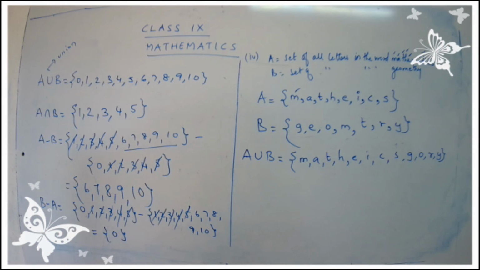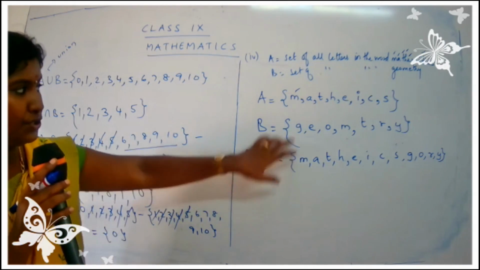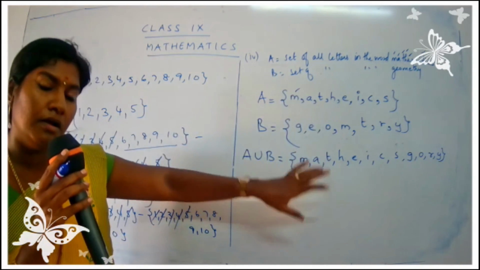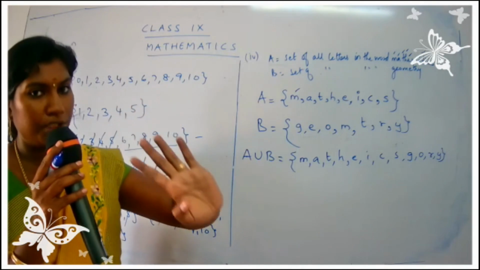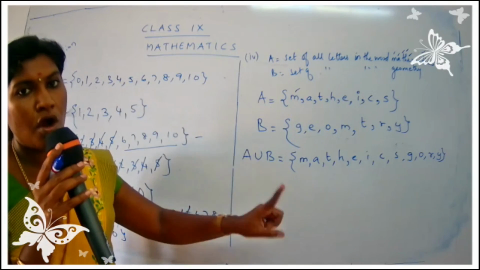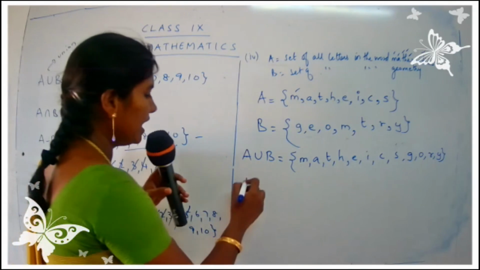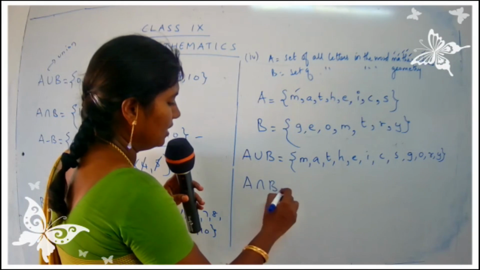Let's take the intersection part. What is common for both? So this was A union B. I hope you are clear with the union part. Union means you have to write down A and B together. Only one thing you are going to keep in your mind: do not repeat the member. Do not repeat the member. That's all.